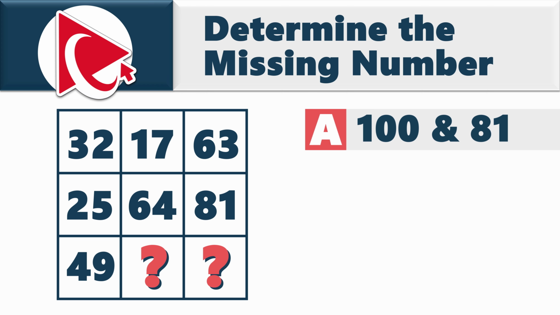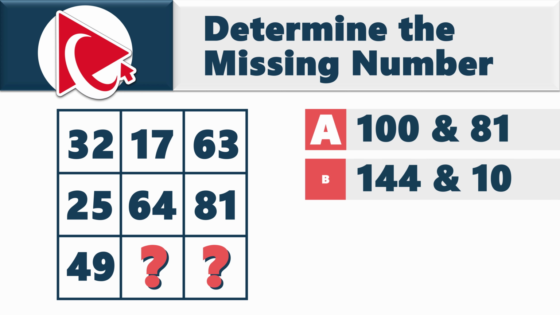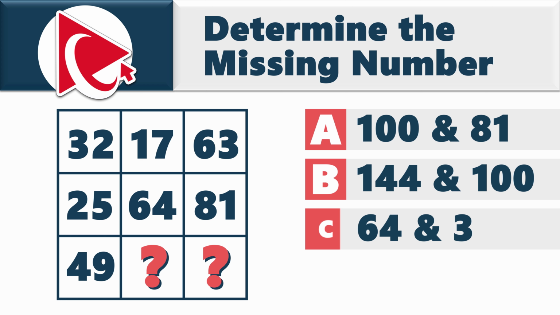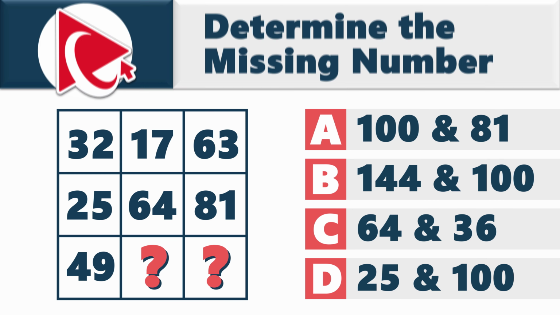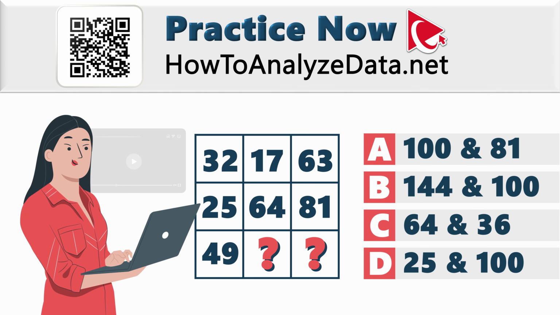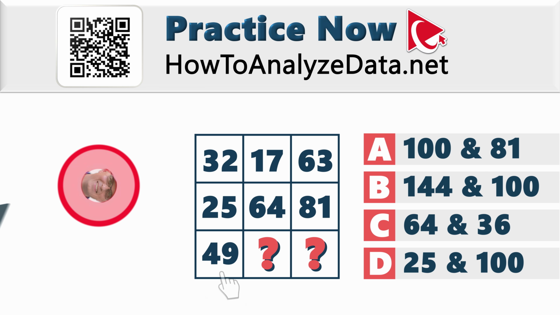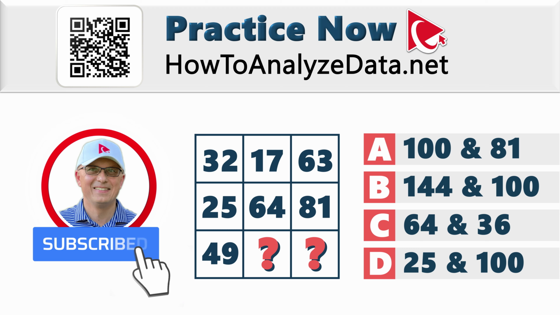Choice A, 181. Choice B, 2 numbers, 144 and 100. Choice C, 2 numbers again, 64 and 36. And last but not least, choice D, 25 and 100. And as I mentioned, this question is for you. Make sure to solve it on your own and post your answer in comments. Thanks for participating and good luck solving this intriguing challenge.